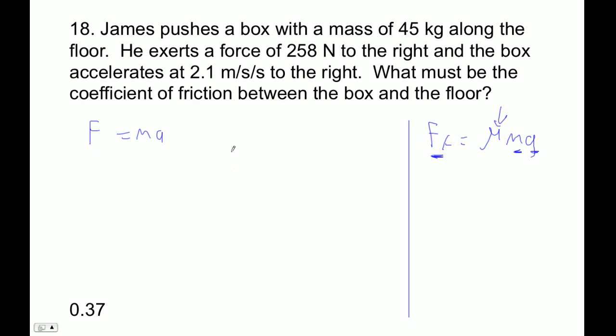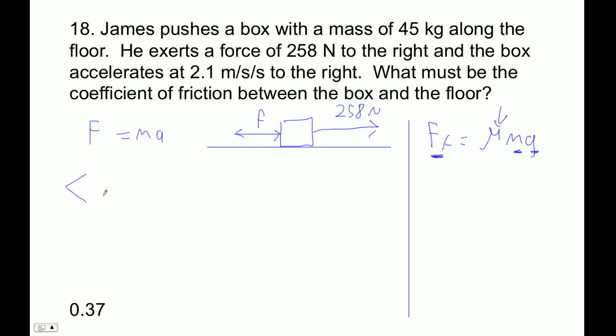So let's draw a little picture here. Here's the box, right? He's exerting 258 newtons. There's some unknown force that we just know darn well is going to be to the left. But let's just let it fall out in our maths as negative. And then we just set this thing up, right? So let's go F equals ma.